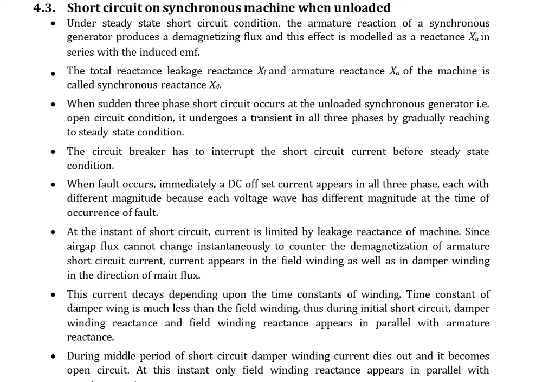When a sudden three-phase short circuit occurs at the unloaded synchronous generator, in open circuit condition, it undergoes a transient in all the phases while gradually reaching the steady state condition. The circuit breaker has to interrupt the short circuit current before the steady state condition arises. When the fault occurs, a DC offset current immediately appears in all three phases, each with a different magnitude, because each voltage wave has a different magnitude at the time of occurrence of the fault.